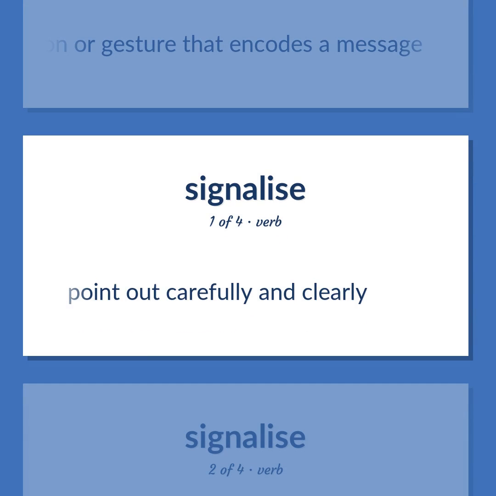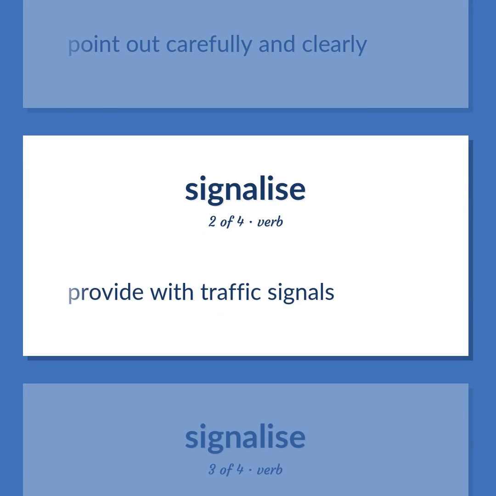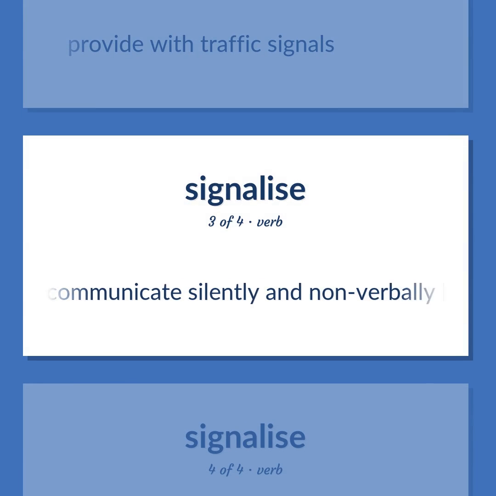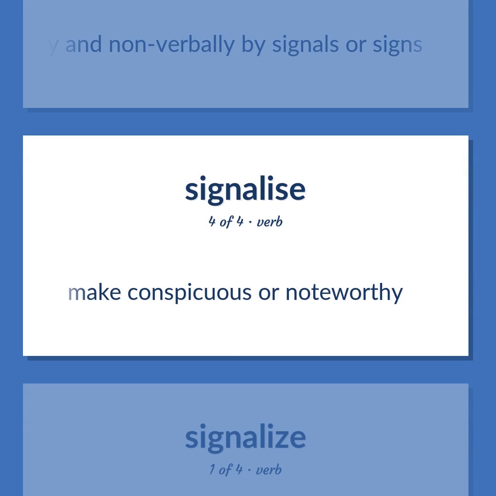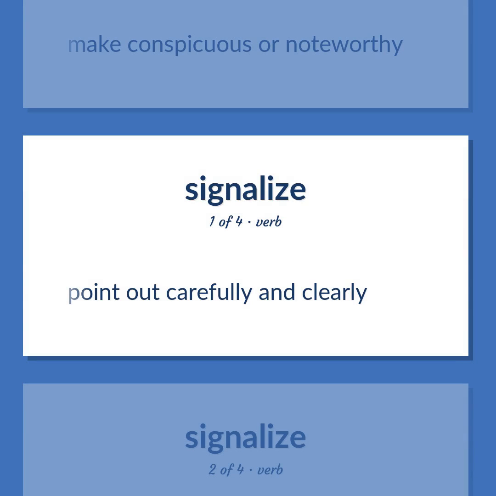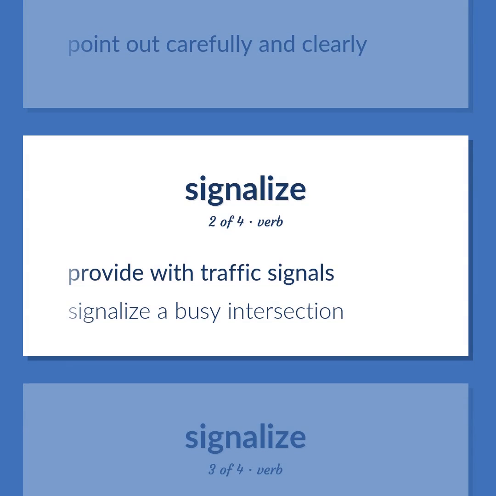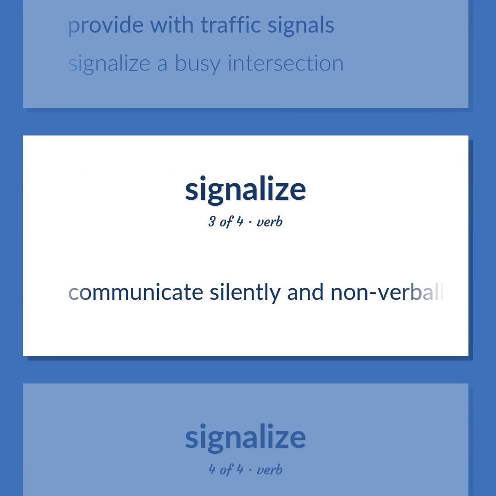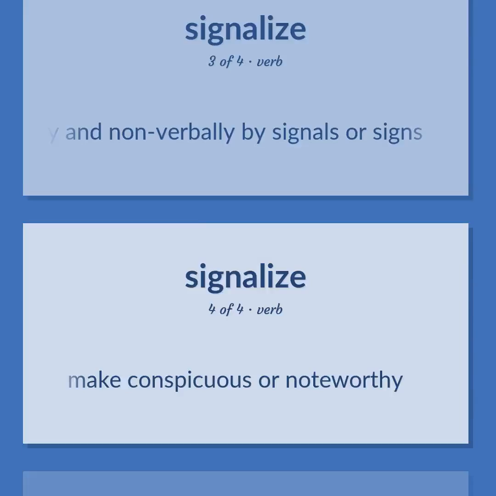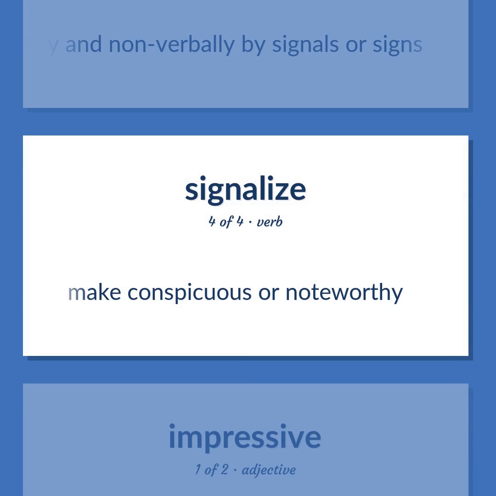Point out carefully and clearly. Provide with traffic signals. Communicate silently and non-verbally by signals or signs. Make conspicuous or noteworthy. Point out carefully and clearly. Provide with traffic signals. Signalize a busy intersection. Communicate silently and non-verbally by signals or signs. Make conspicuous or noteworthy.